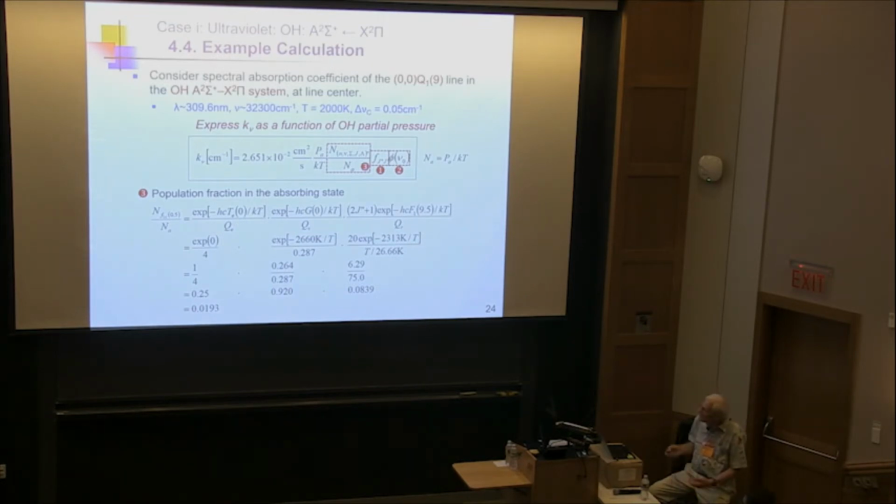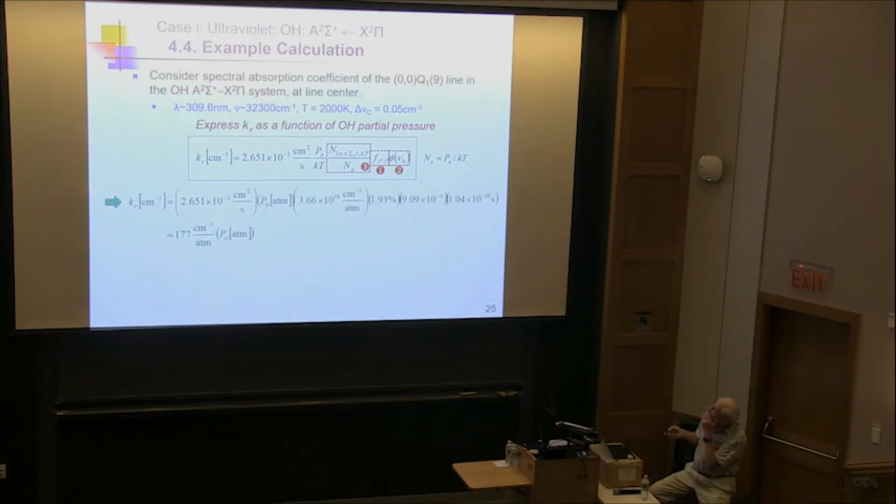Not bad. 2% are in that state. Okay, so now I can convert this to an absorption coefficient, calculate it for a given path length and pressure and so on. I get a number of 177. And I apply this to Beer's law, and let's assume I have 59% absorption, 41% transmission.